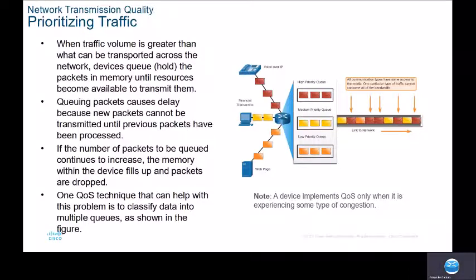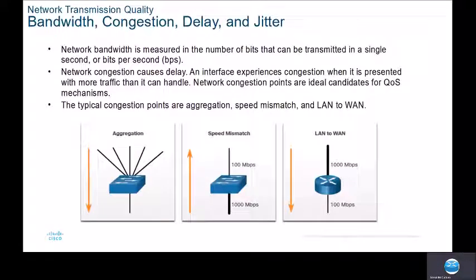Okay, so bandwidth, congestion, delay, and jitter. Network bandwidth is measured in a number of bits that can be transmitted in a single second, or bits per second. Network congestion causes delay. An interface experiences congestion when it is presented with more traffic than it can handle. Network congestion points are ideal candidates for QoS mechanisms. The typical congestion points are aggregations, speed mismatch, and LAN to WAN connections, basically. So of course your WAN links are normally a lot slower than your LAN ones.